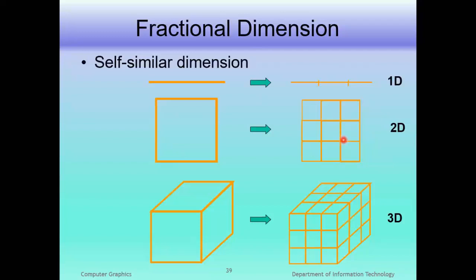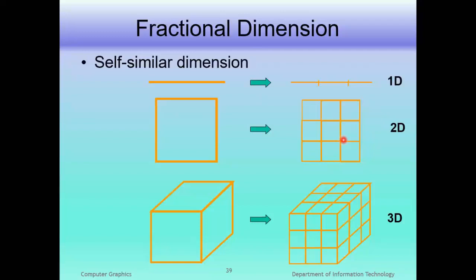Now, if we want to build the original square again, then we need n number of scaled objects, that is 9. So here n is equal to 3.